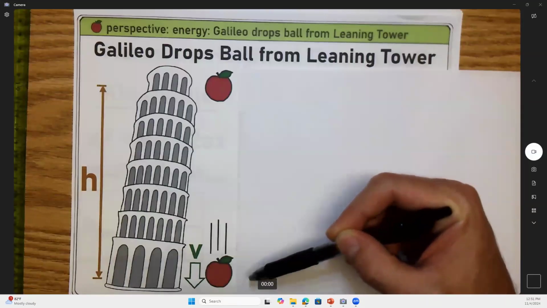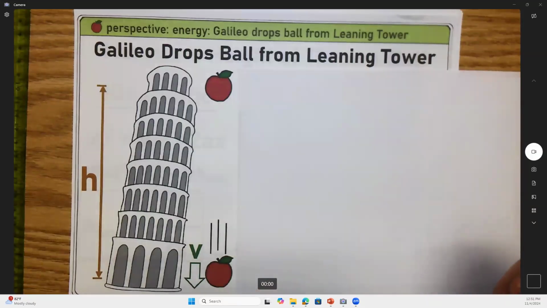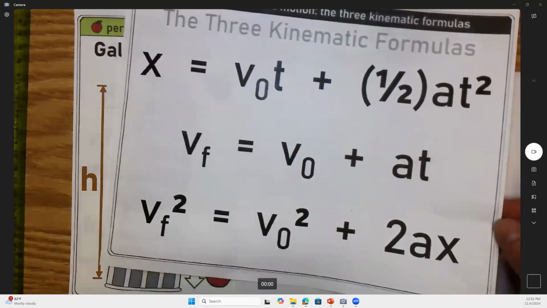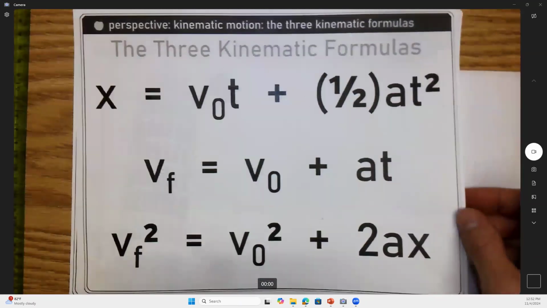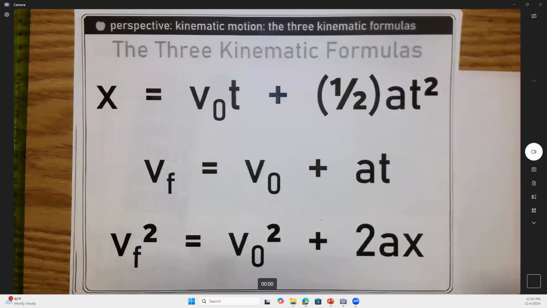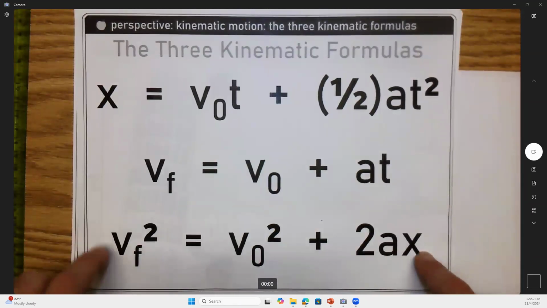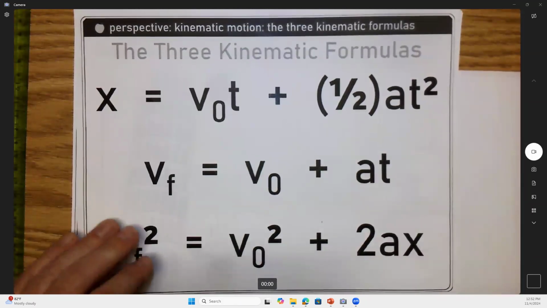I think you guys could solve this like a month ago with these formulas, maybe? Does this look familiar? Which formula did you use, first, second, or third, to be able to answer that question? Yeah, third. Because here's the height of the tower, here's the crash speed. Okay, let's try it out.